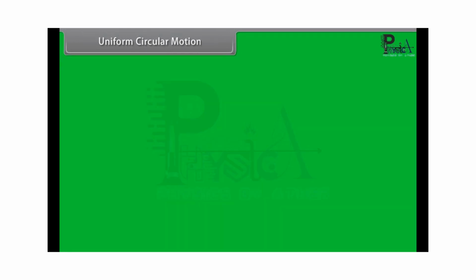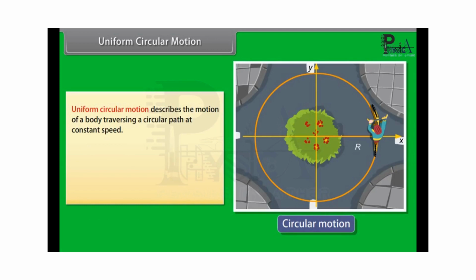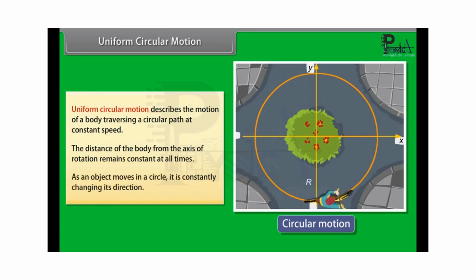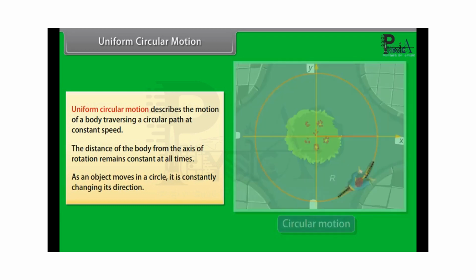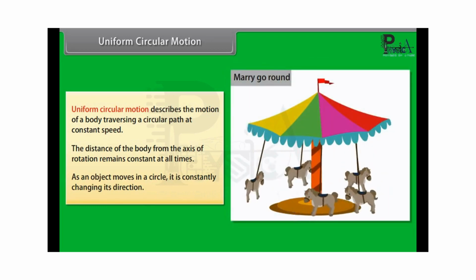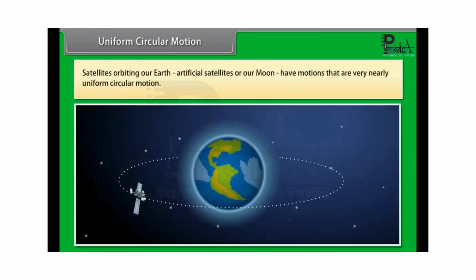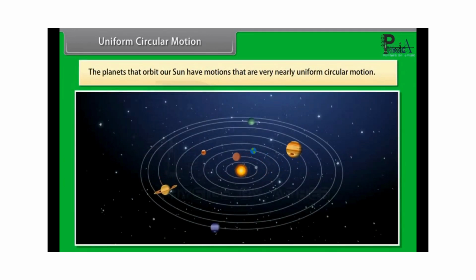Uniform circular motion. Uniform circular motion describes the motion of a body traversing a circular path at a constant speed. The distance of the body from the axis of rotation remains constant at all times. As an object moves in a circle, it is constantly changing its direction. Merry-go-round is an example of uniform circular motion. Satellites orbiting our Earth, artificial satellites or our moon, have motions that are very nearly uniform circular motion. The planets that orbit our Sun have motions that are very nearly uniform circular motion.